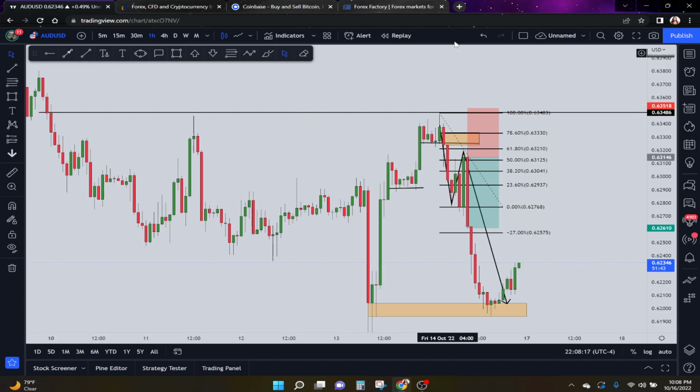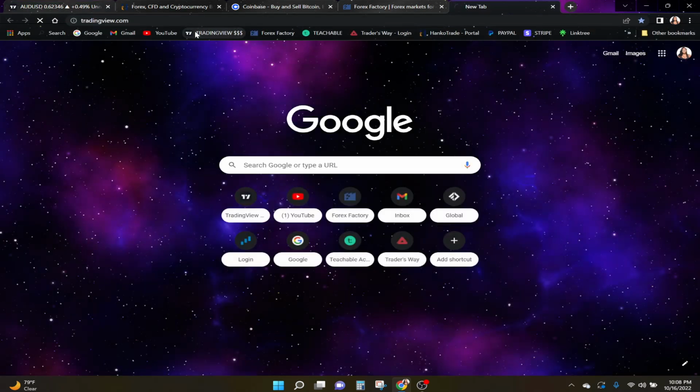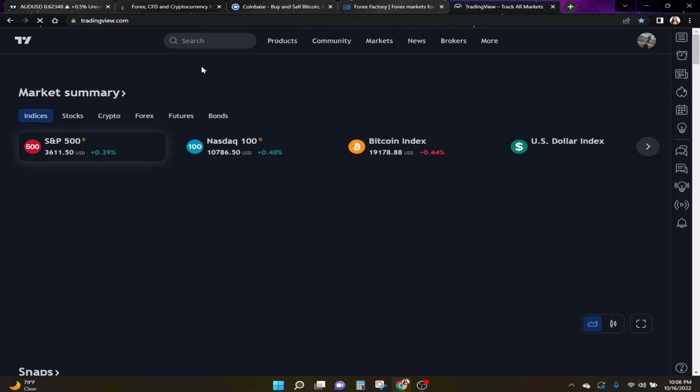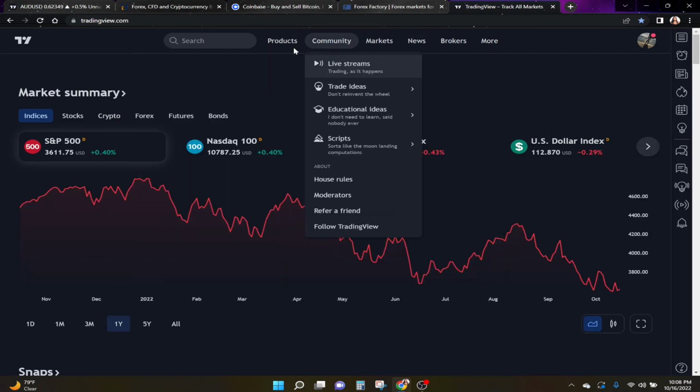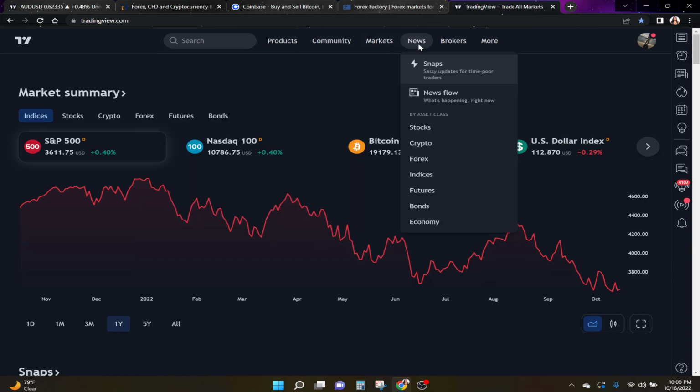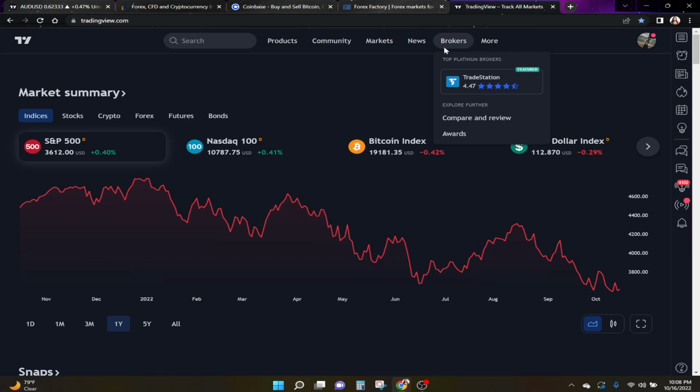So when you first come to TradingView, this is what the homepage looks like. You'll see you have all of your options above here. Whatever product you use, they have a community where other people log in and post their charts, have conversations about what trading ideas they're looking at, or get some help with whatever they're trading. All of the markets are on here. There are also news events between stocks, crypto, forex, indices, futures, bonds, and economy. All the asset classes are here, and they also have a list of brokers as well.